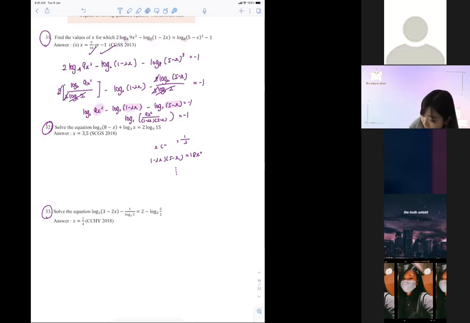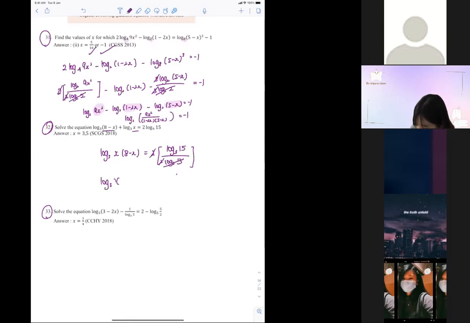Okay, so I erase this part now. You get, okay, this one is log base 3, you can combine already. So it's log 3, x, 8 minus x. Okay, this one put outside first. 9 cannot, so you change to log base 3, log 3 over log 3, 15 on top, 9 below, 9 is 3 squared. Can you see 2 and 2 can cancel? This one can cancel. So you have log 3 x, 8 minus x equals to log 3 15.